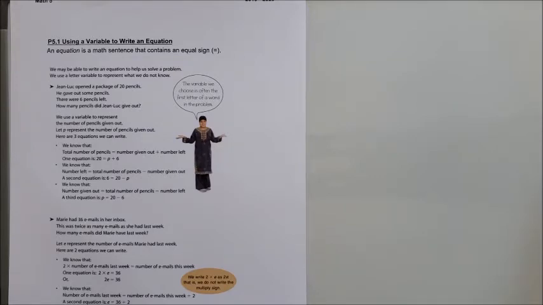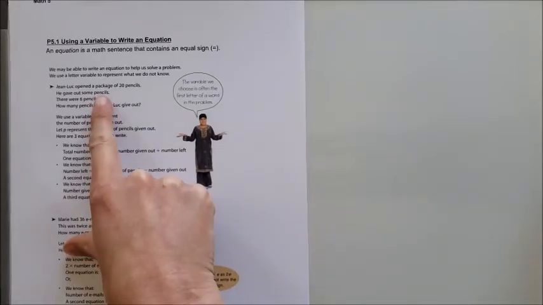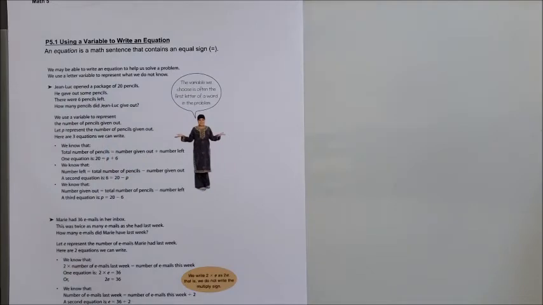We use a letter variable to represent what we do not know. If we're not sure what it is, that means that we need to hold its place in some way, shape, or form. And so we're going to use a variable to do that. So the first example we have here is Jean-Luc opened a package of 20 pencils. He gave out some pencils, and there were 6 pencils left. How many pencils did Jean-Luc give out?